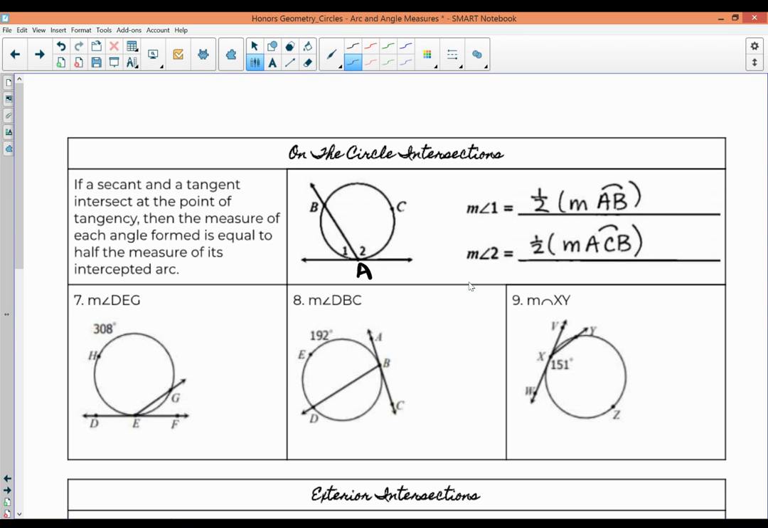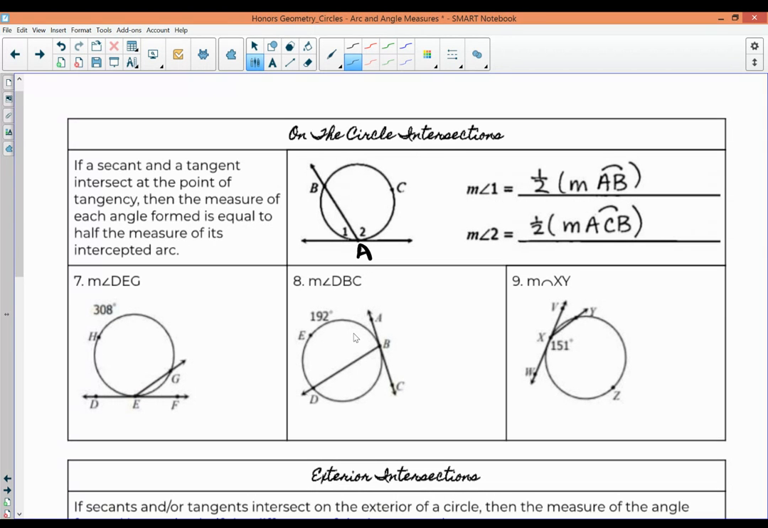Okay. So let's try number 7. We're looking for the measure of angle DEG. So that's this angle right here. And I see the intercepted arc is 308 degrees. So I just take half of 308, which gives me 154. So that's 154 degrees.